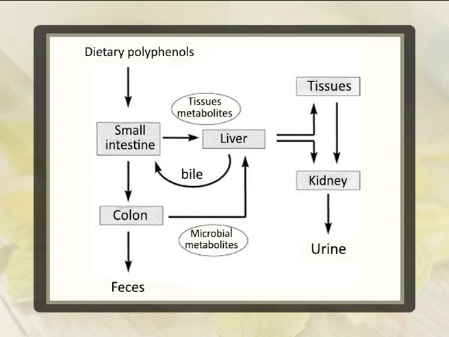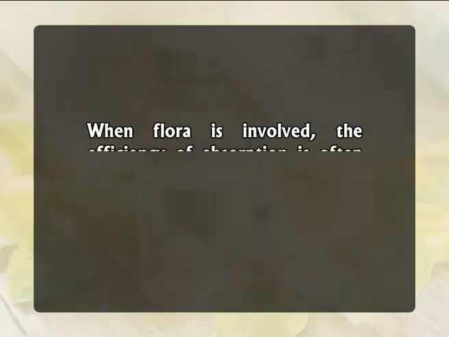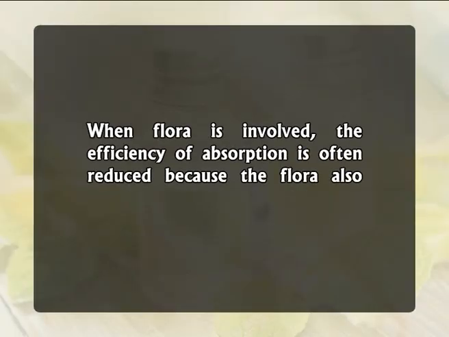The glycones can be absorbed from the small intestine. However, most polyphenols are present in food in the form of esters, glycosides or polymers that cannot be absorbed in their native form. These substances must be hydrolyzed by intestinal enzymes or by the colonic microflora before they can be absorbed. When the flora is involved, the efficiency of absorption is often reduced because the flora also degrades the glycones.